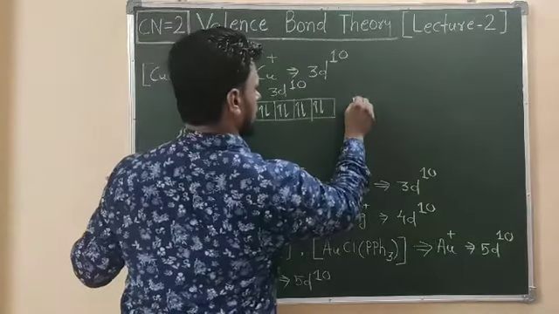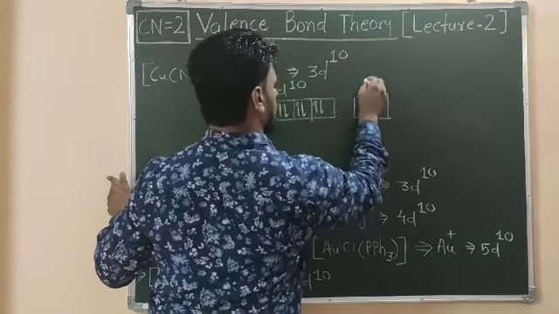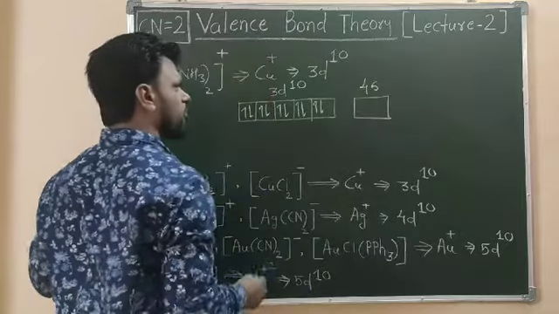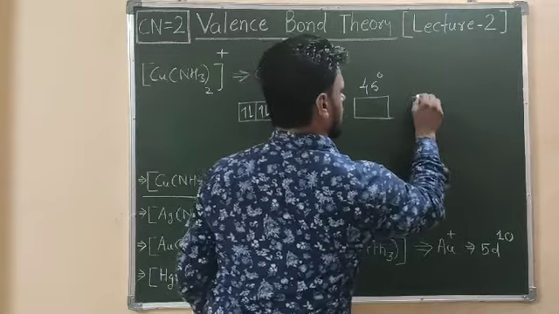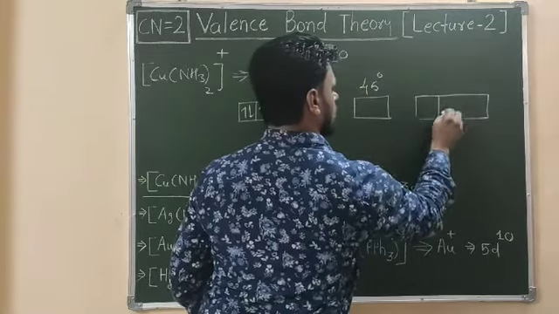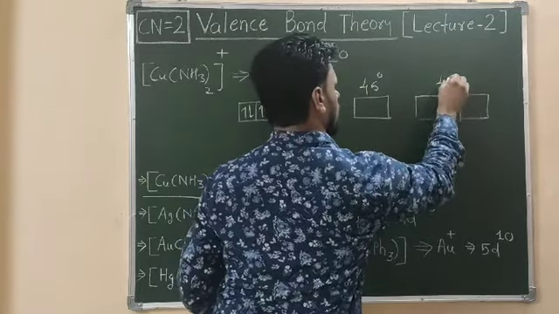Now what is left? We have the 4s orbital, which is empty, and we have the 4p orbitals, which are also empty.